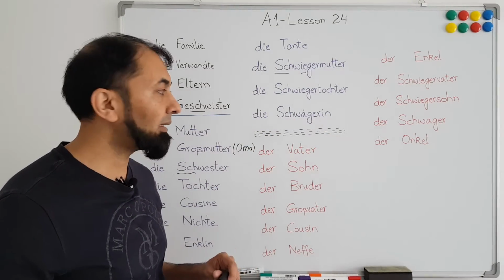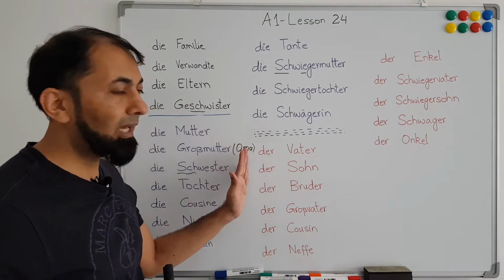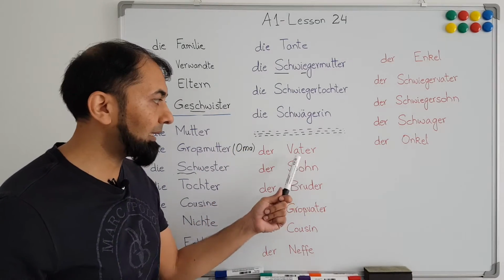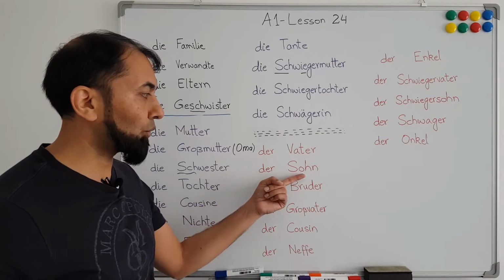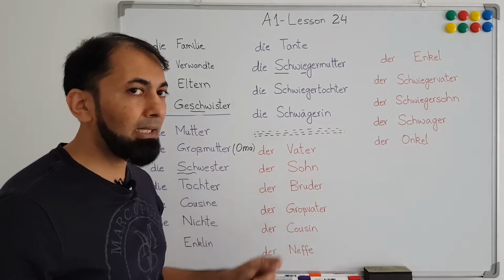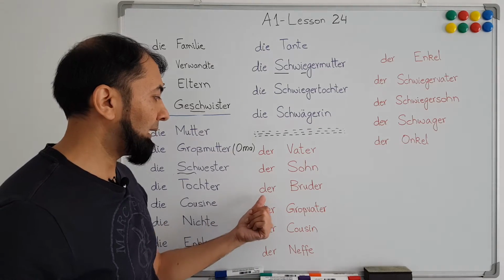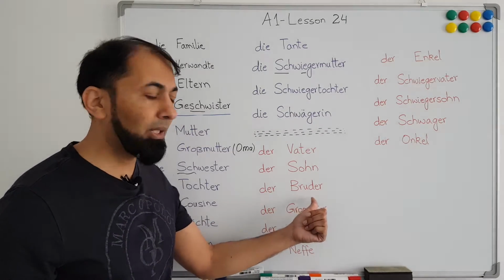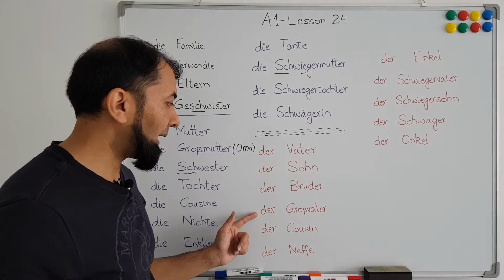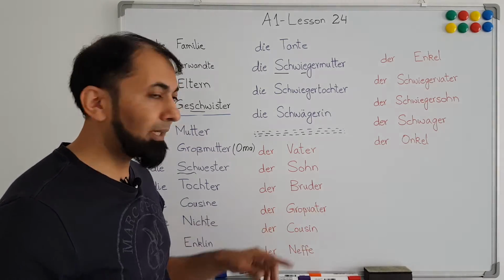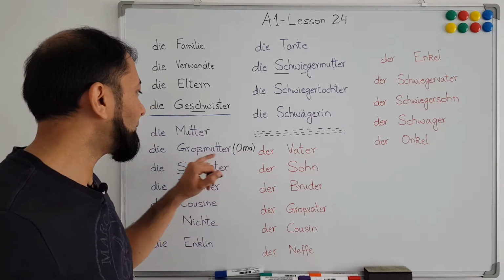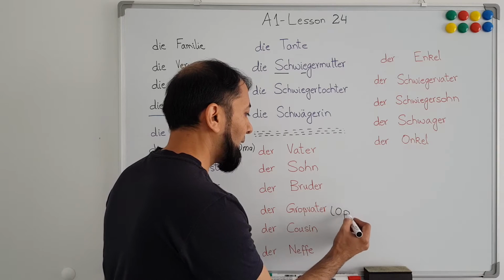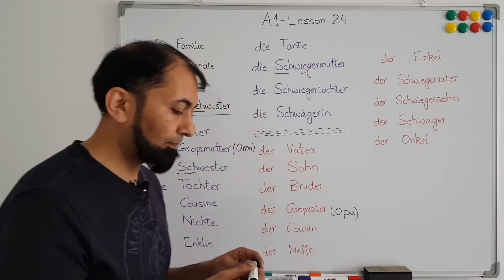Schwägerin is sister-in-law. Next we have some male relationships. We start with der Vater, father, der Sohn. Sohn means son. Der Sohn, der Bruder, brother, der Großvater, grandfather. Like we use Oma for Großmutter, we also use the word Opa, O-P-A, Opa.